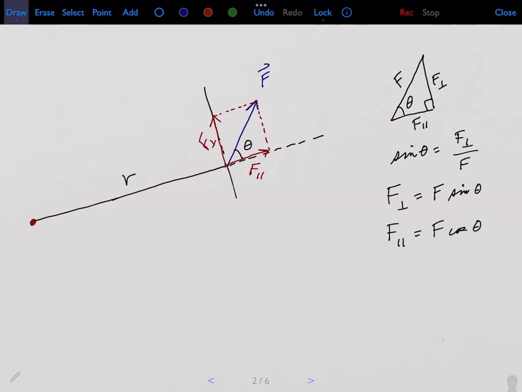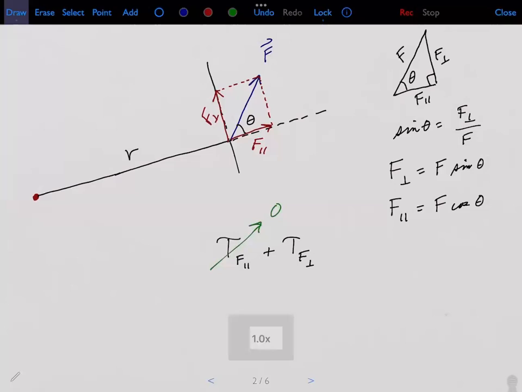Okay, so now when I look at the torques, I want to find the torque of both of those forces. So basically I want to find the torque of F parallel plus the torque of F perpendicular, about this point of rotation. But notice here, F parallel, its line of action goes right through the axis of rotation. So F parallel will never contribute a torque. So the torque due to F parallel is going to be 0. So the torque is really only due to the component of the force that's perpendicular.